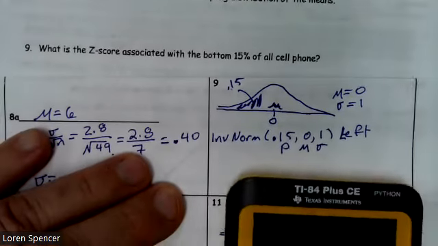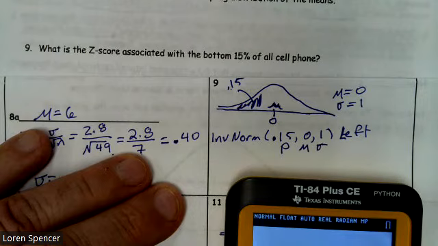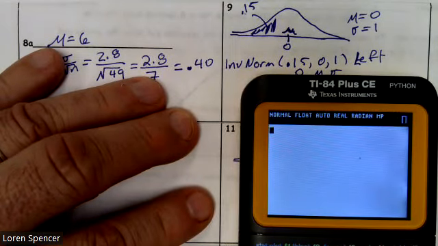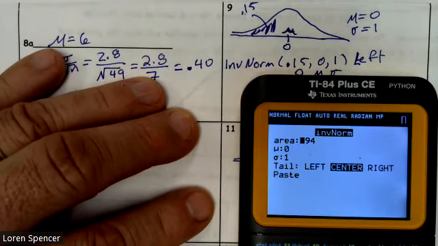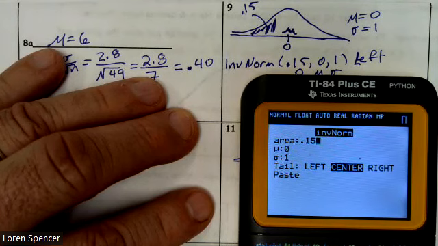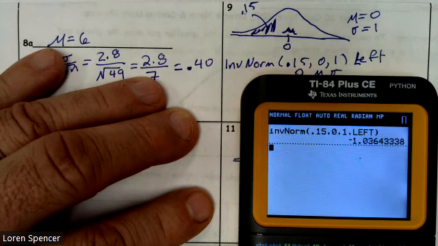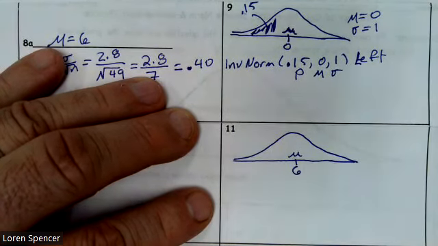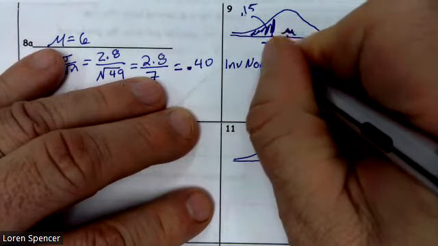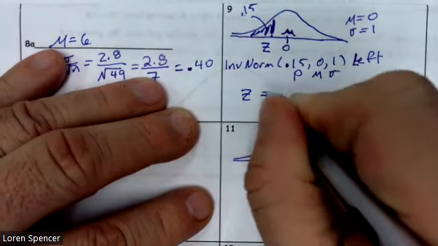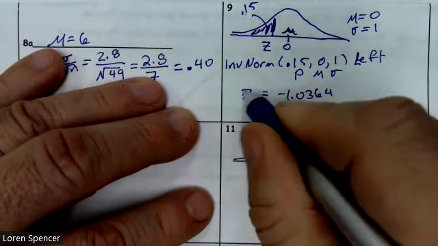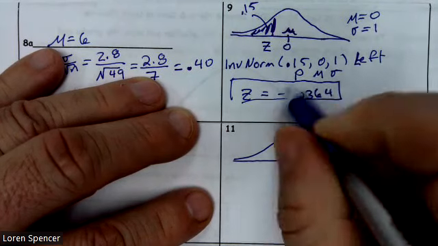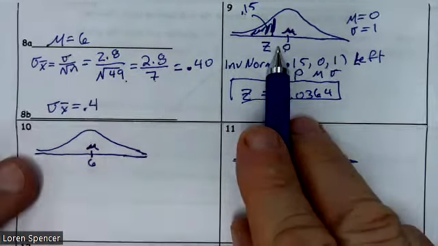So I go to the calculator, and we're going to go to second vars. So second vars, inverse norm, area of 0.15, mean is 0, standard deviation of 1. Make sure left is highlighted. And we get a negative 1.036. So basically, we just calculated this z-score, and we said, hey, this z-score is a negative 1.0364. And that makes sense that it would be negative because we are below 0. We're less than 0, so we should be negative.